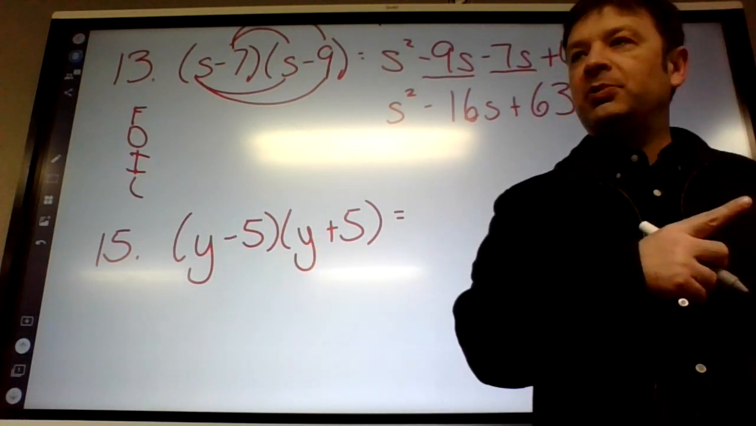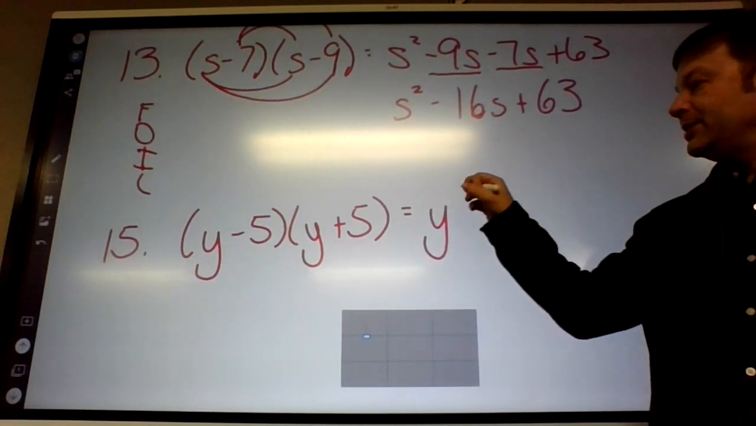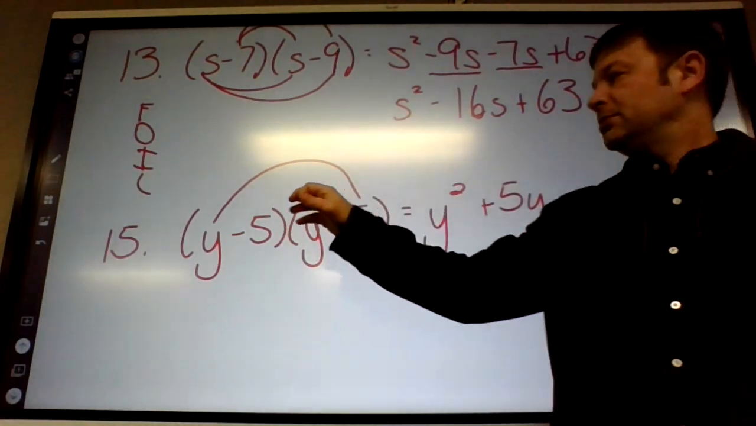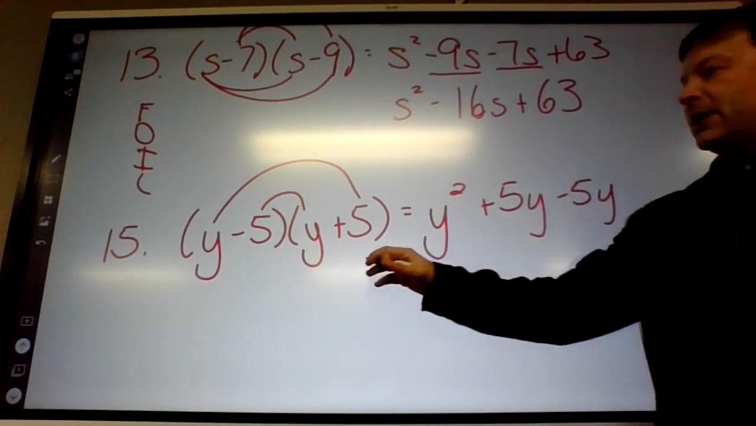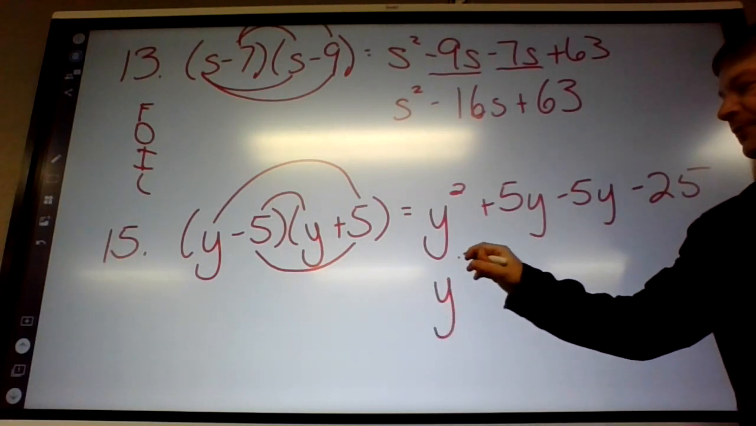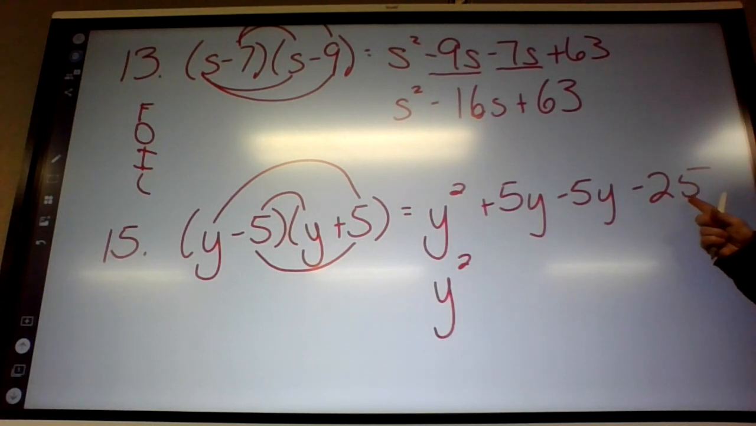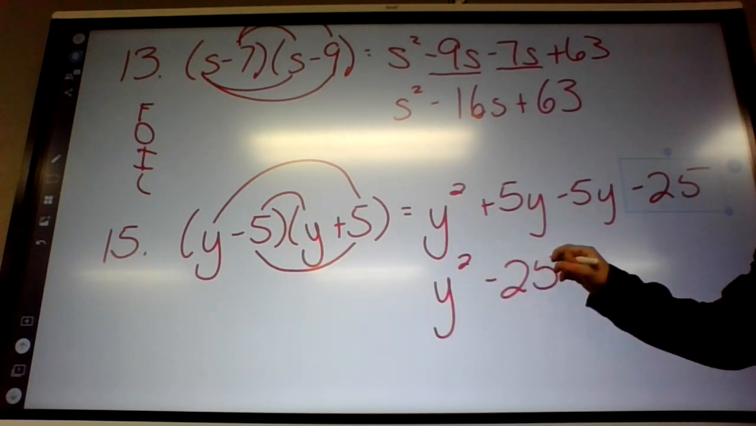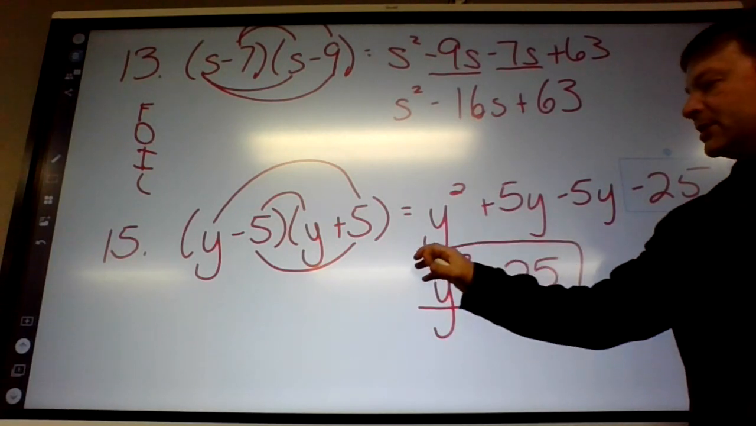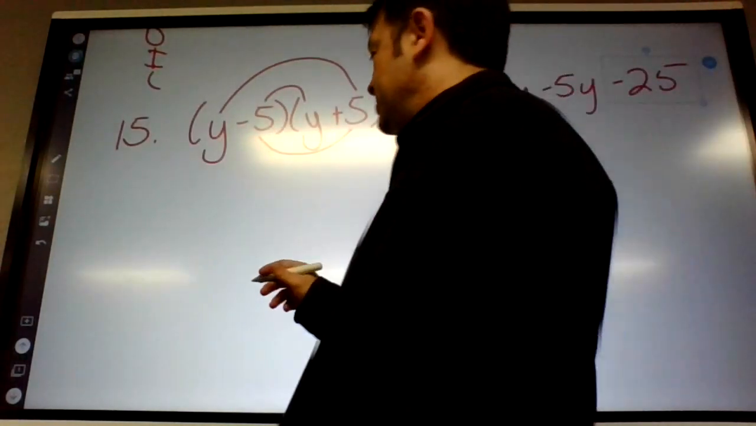Let's find out what... Oh, Brianna's not here. Moses, what's the first going to be? Outside, 5y, inside, and last. Okay, what's going to happen to the 5y and minus 5y? They cancel out, like 0y. So all we're left with is y squared minus 25. Don't put plus 0y or whatever. Goes away. That's going to happen whenever you have twins, but one's a plus and one's a minus. The middle terms will cancel out.